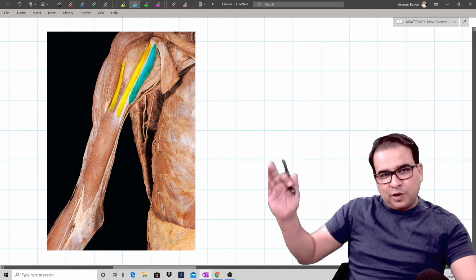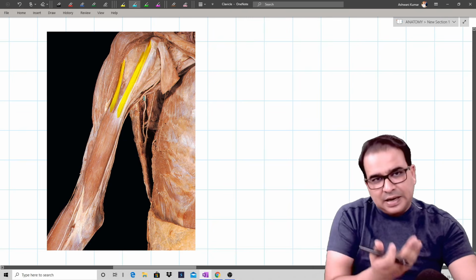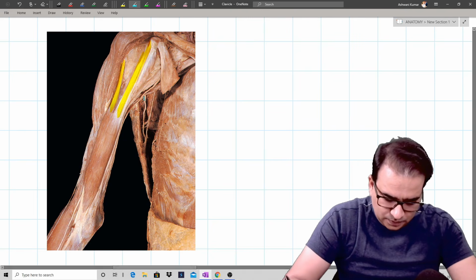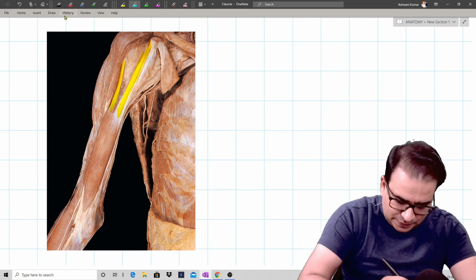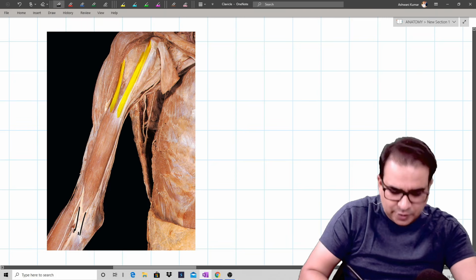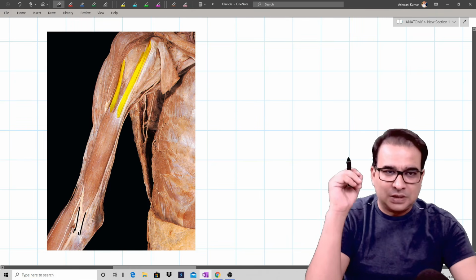And then you can see the rest of the coracobrachialis. Let me just rub this off. The rest of the coracobrachialis muscle is actually passing deep to the short head only. And this biceps brachii muscle will be inserted to the radial tuberosity. We are not discussing that part today. We'll be seeing it in the next part. It goes to the radial tuberosity and also forms a bicipital aponeurosis.